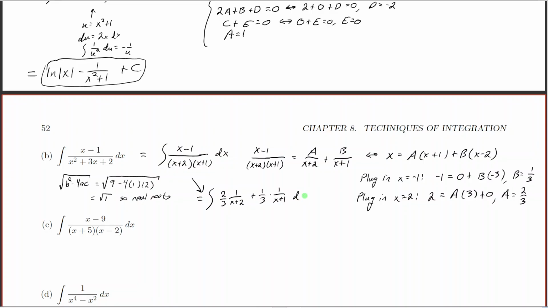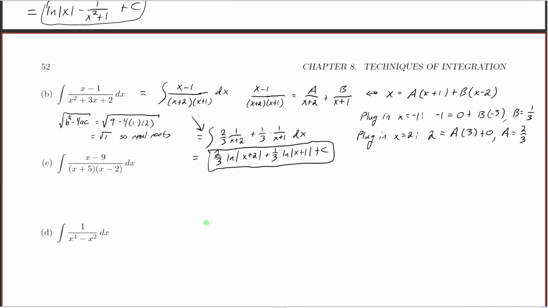Both of those are going to have natural log in the answer. This will be 2/3 natural log of the absolute value of x plus 2 plus 1/3 natural log of the absolute value of x plus 1 plus C. I guess if you wanted to bring these coefficients inside as exponents and then combine the natural logs, you could do that, but there's no particular reason that you have to go about it that way.